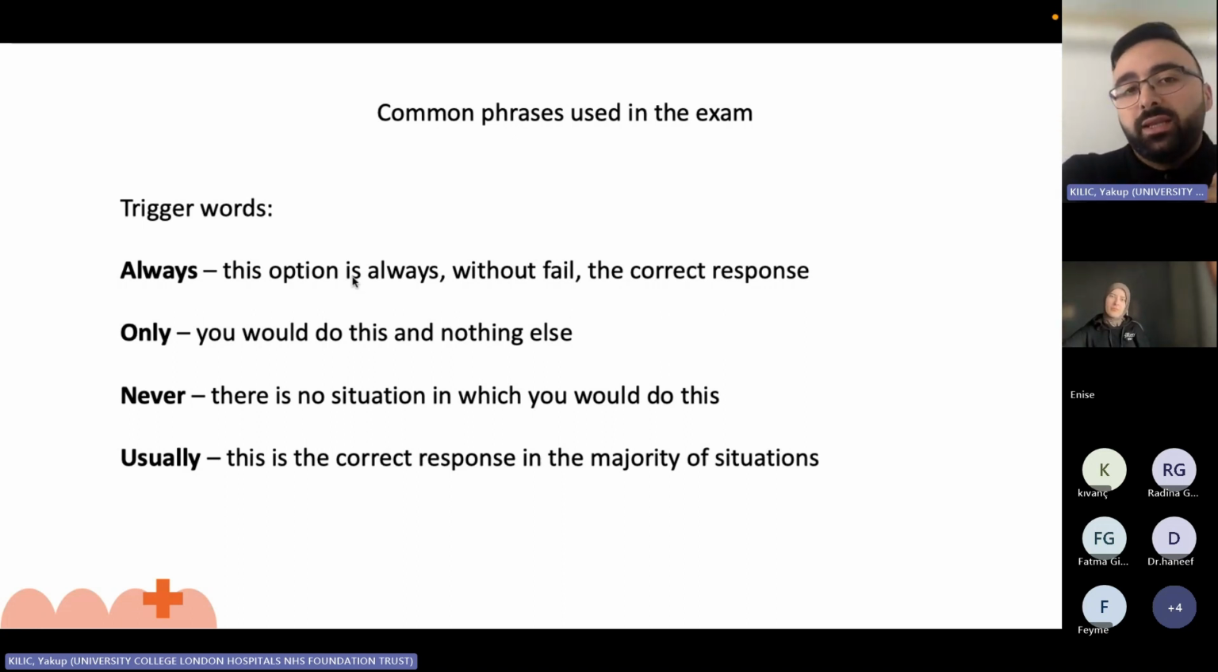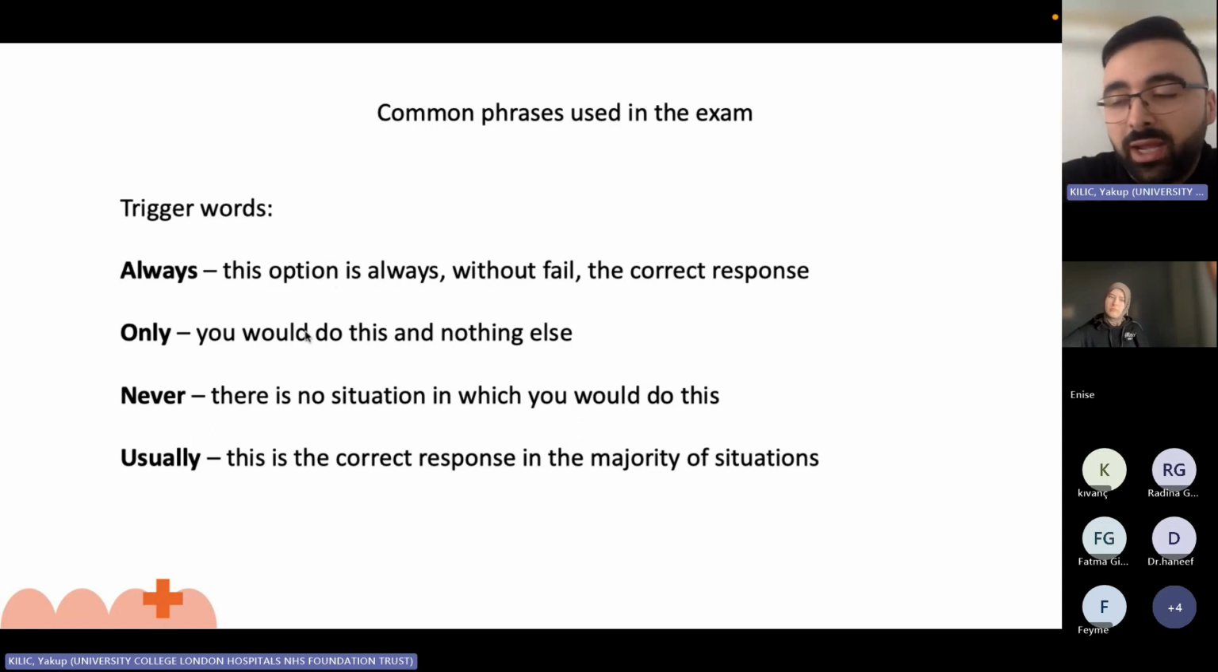In the way that the questions are asked, there's certain trigger words, and I want to mention this phraseology, trigger words, because it's important when you come to answer the actual question. A lot of people, the common mistake they make is they don't really understand the question that's being asked. You can get questions where they want the option where it's always that answer. In that case, you only pick the option that's always, without fail, the correct response. If the question says it only wants a specific thing but nothing else, then it will be the second option. So look out for the only.